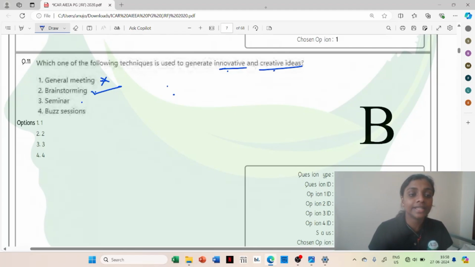And a seminar means a group of people will be there where they will present the findings of their research work or study. And in buzz sessions, a larger group will be divided into small groups, and each group will be given some topics and they will present that. So the answer is brainstorming.